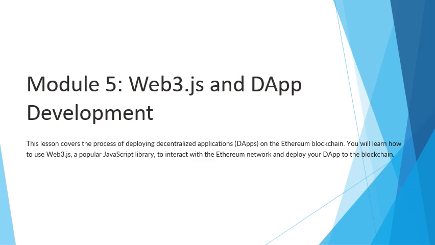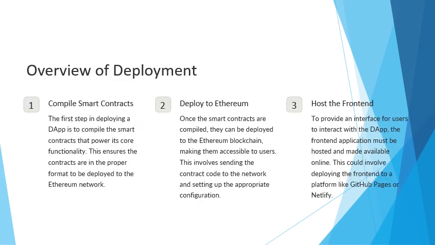So in this module, we shall cover the process of deploying the DApps we built on the Ethereum blockchain. First, to deploy, we compile the smart contracts. The first step in deploying the DApp is to compile the smart contracts that power its core functionality. Then we deploy it to Ethereum. Once the contracts are compiled, they can be deployed to the Ethereum blockchain, making them accessible to users. This involves sending the contract code to the network and setting up the appropriate configuration.